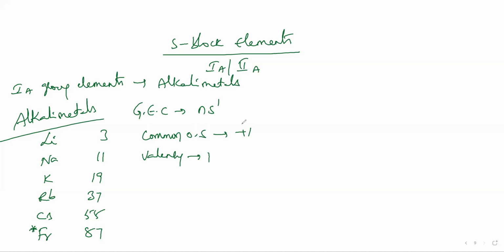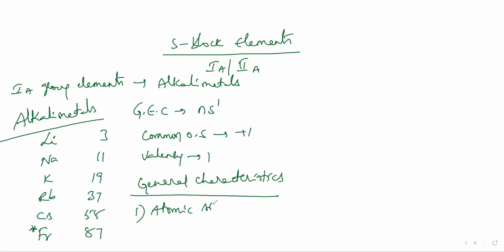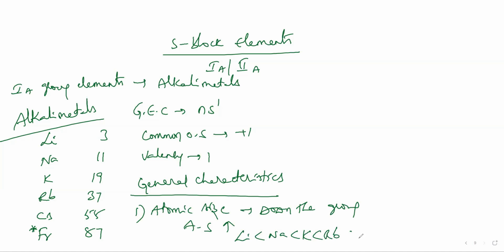Then general characteristics. What type of general characteristics are there? So we'll see one by one. First one, atomic size. What happens to atomic size? Always down the group, atomic size increases. So what will be the order of atomic sizes? Lithium less than sodium, less than potassium, less than rubidium, less than cesium. Right.